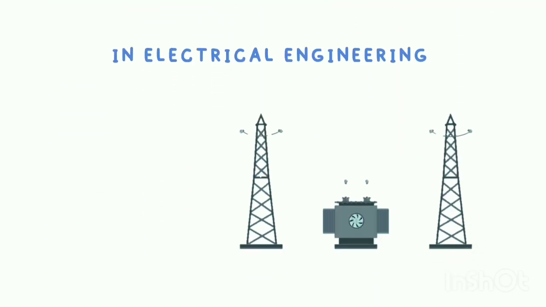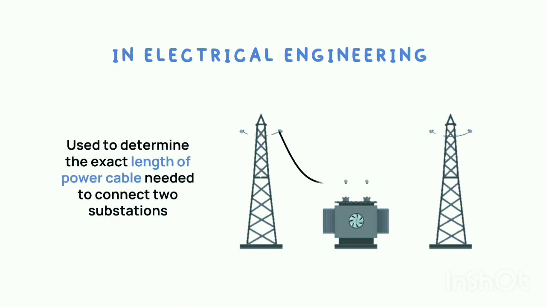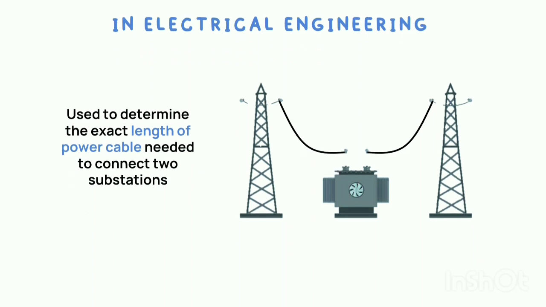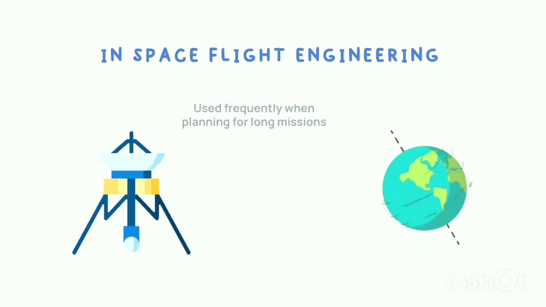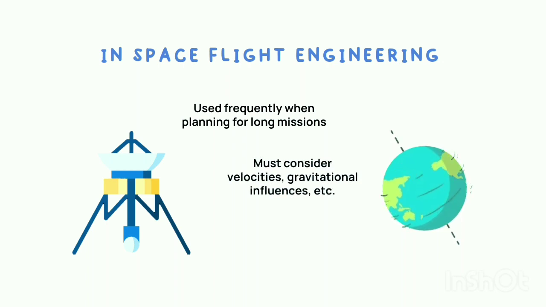In electrical engineering, integration is used to determine the exact length of power cable needed to connect two substations which are miles away from each other. Specialized engineers frequently use integration as well when planning long missions. To launch an exploratory probe, they must consider the different orbiting velocities of the Earth and the planet the probe is targeted for, as well as other gravitational influences like the Sun and the Moon.